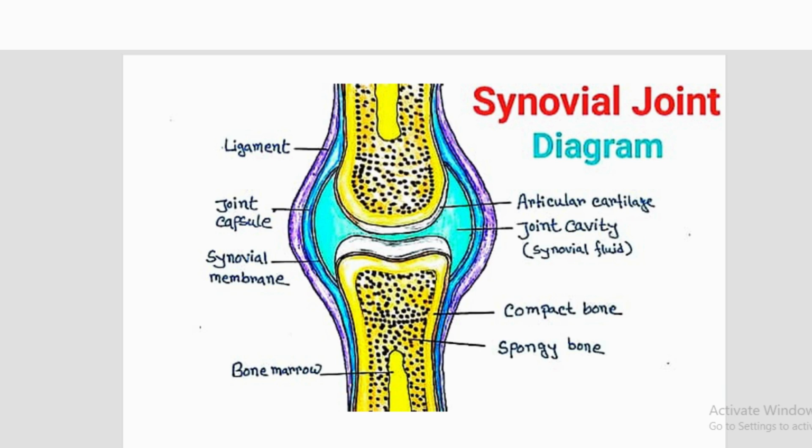There is also articular cartilage present in the yellow color. There is the joint cavity, which contains the synovial fluid. Inside the yellow color, there is the compact bone and spongy bone.